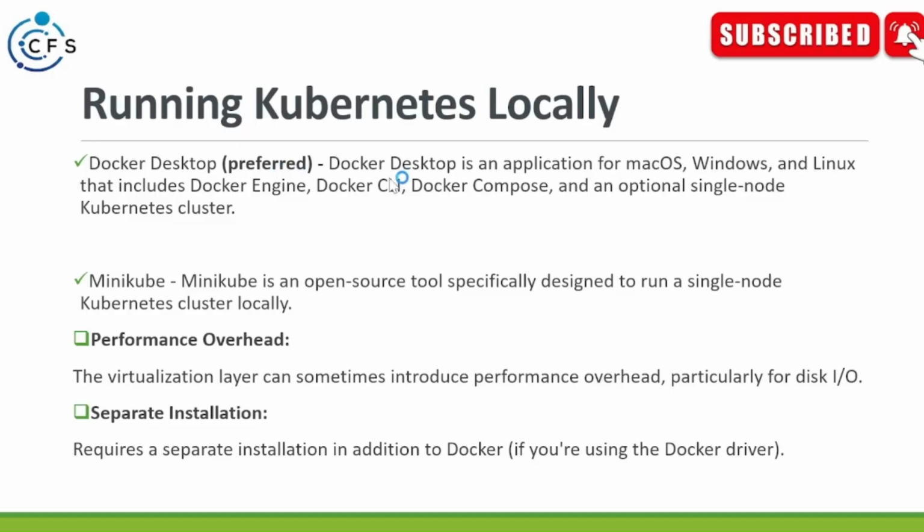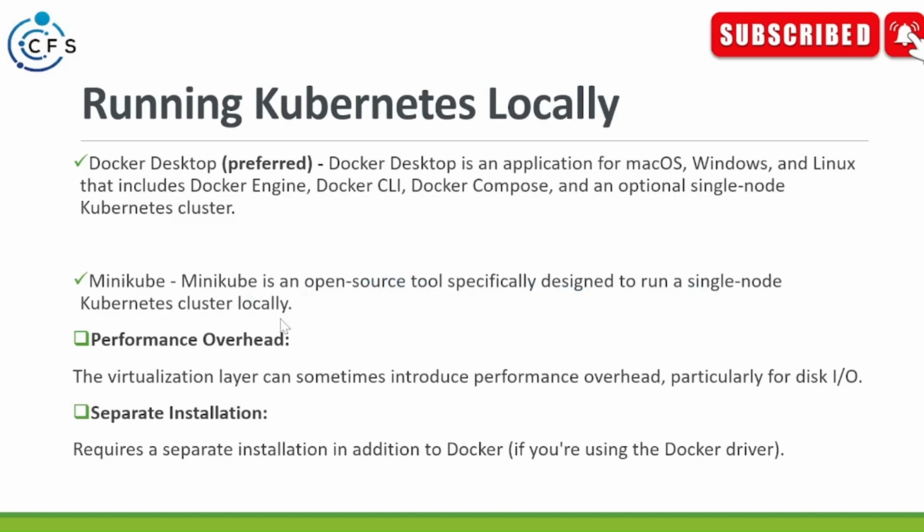That is a bit easy because Docker Desktop is an application for Mac, Windows, and Linux, all platforms. That includes Docker Engine, Docker CLI, Docker Compose, and an optional single node Kubernetes cluster. So the Kubernetes cluster is a single node. Another option is Minikube. Minikube is an open source tool specifically designed to run a single node Kubernetes cluster locally.